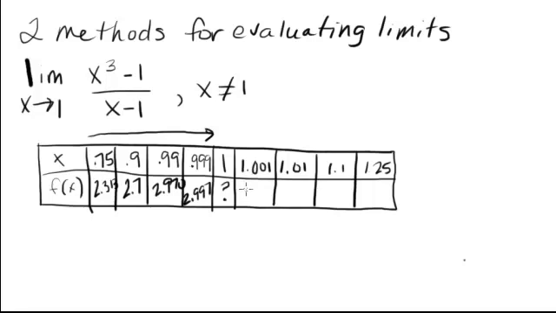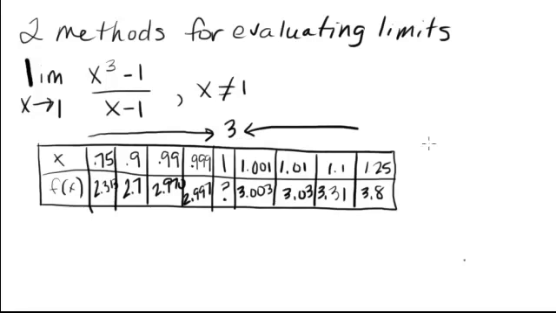So at 1.001, if I plug that into this formula, I get 3.003. 1.01 is 3.030, something like that. 1.1 is 3.31. And 1.25 moves away at 3.8. So as you can see, we're getting closer and closer and closer to 3 from either side, either coming in from the right or coming in from the left. So analyzing this by a table, we can see that the limit of this function as it approaches 1 is 3.